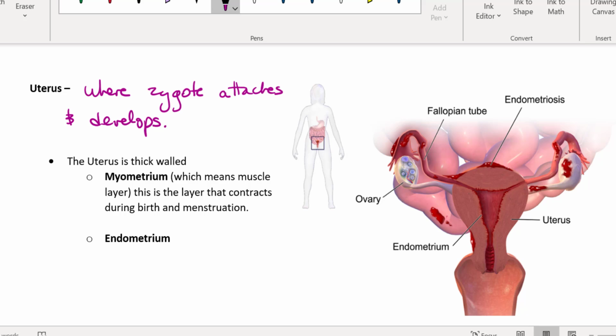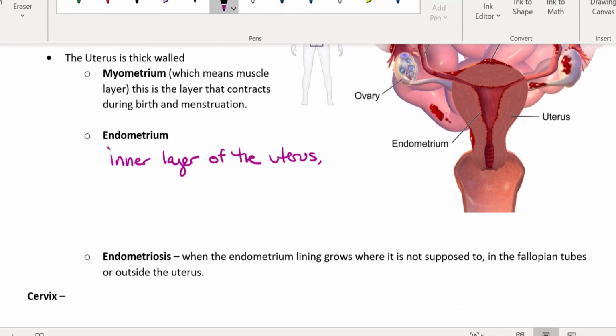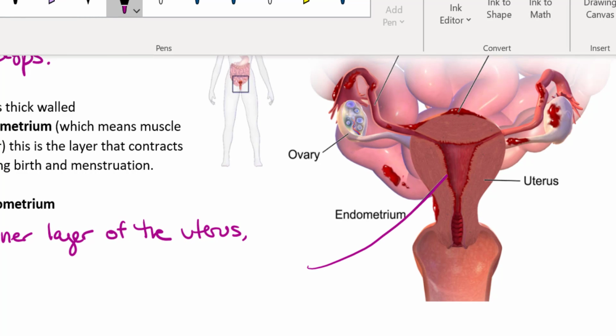Now, this myometrium is muscle. This is the layer, like I said, that contracts during birth and menstruation. And then that leads us to our endometrium. Remember that endo means inside. So this is the inner layer of the uterus. And this builds up in preparation for implantation of a fertilized egg or zygote. This is the part that builds up, and then it can also shed during menstruation if the egg is not fertilized. And you can see all this there.